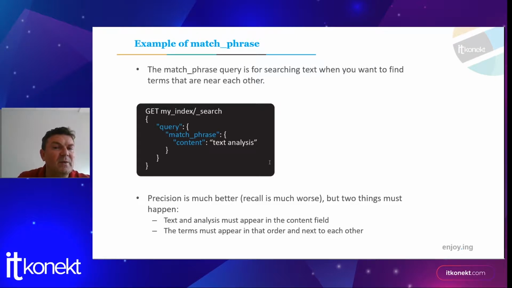The match phrase query is for searching text when you want to find terms that are near each other. Now, precision will be much better. Of course, recall is much worse. But two things must happen. Text and analysis must appear in the content field, and the terms must appear in that order and next to each other.